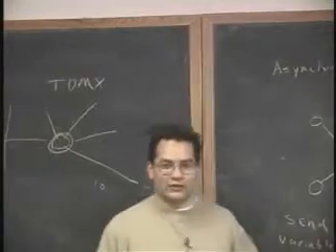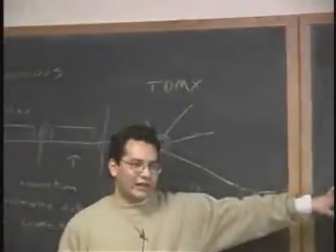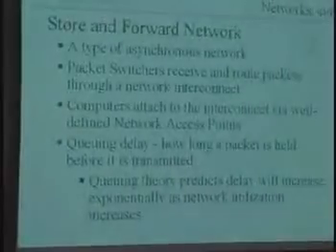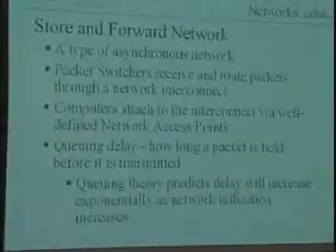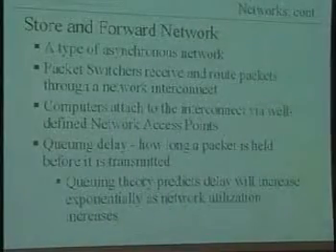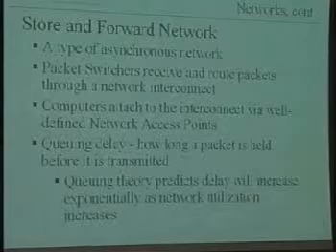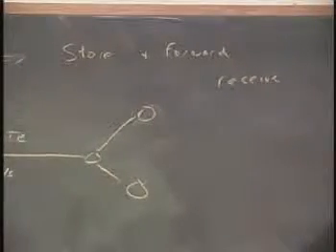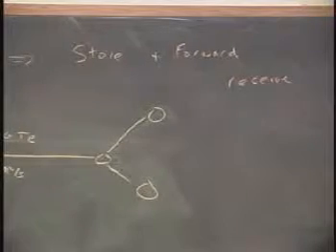Okay, other questions so far? We're going to start digging a little bit deeper into this here. One of the types of asynchronous networks is called store and forward. This is the internet as a store and forward network. And the way to think of it is, you have an interconnect.